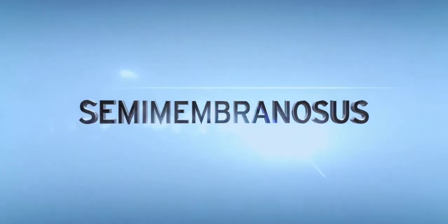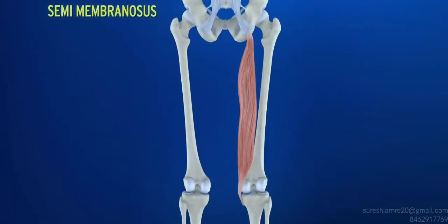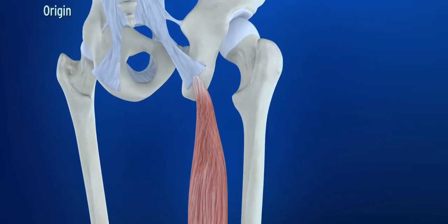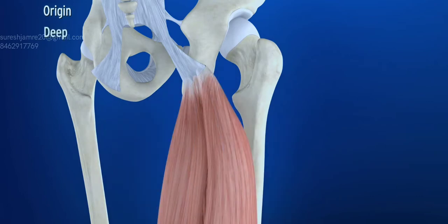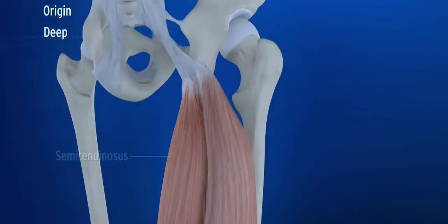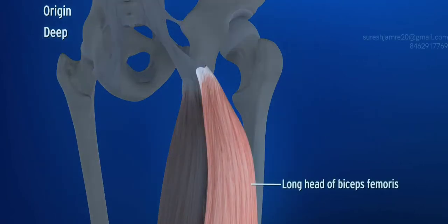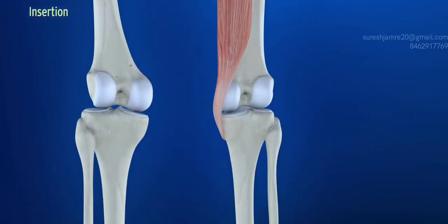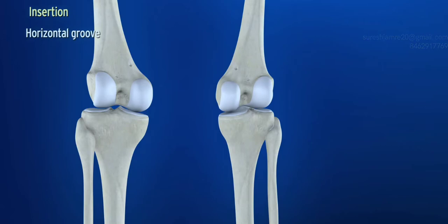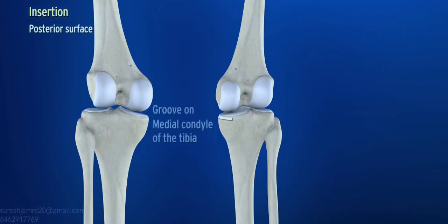Semimembranosus. It is so named because this broad muscle is half membranous. Origin: from the upper lateral part, quadrilateral area of the ischial tuberosity. It lies deep to the semitendinosus and long head of biceps femoris. Insertion: into the horizontal groove on the posterior surface of the medial condyle of the tibia.